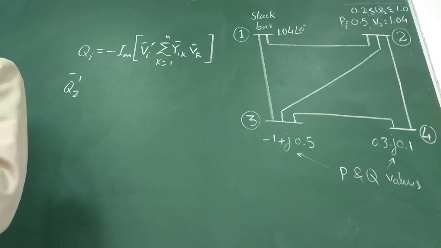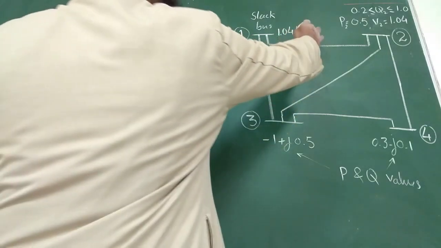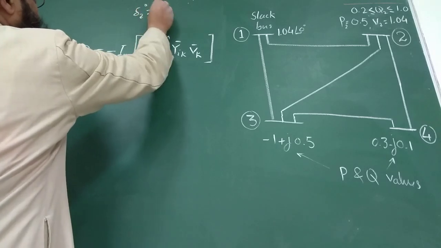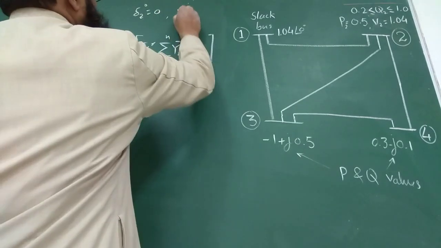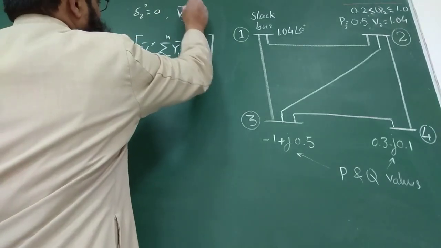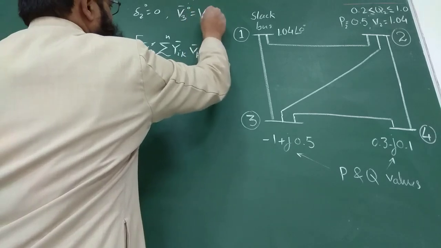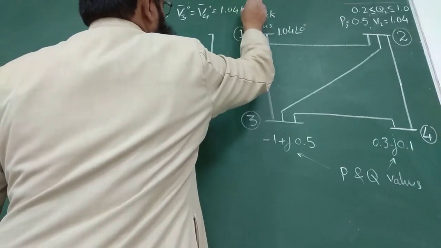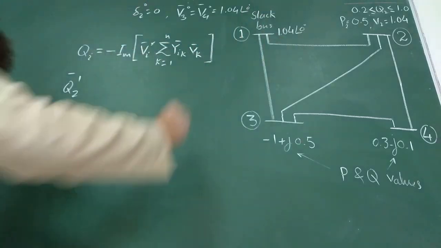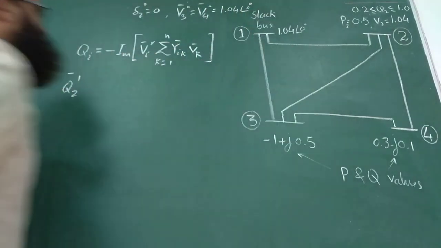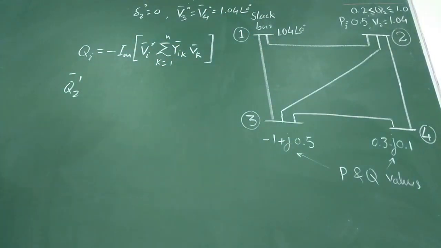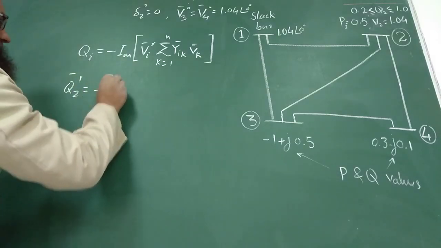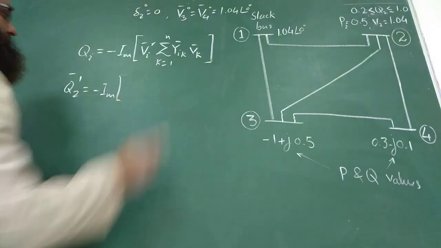So delta 2 only. Delta 2 you may assume as that of the slack bus. So assume delta 2 is equal to 0, and the other variables, that is V3(0) is equal to V4(0) is equal to 1.04 angle 0. Is it not? Yes. So right here, quickly, I will stop within 1-2 minutes. So Q2(1) will be minus imaginary part.